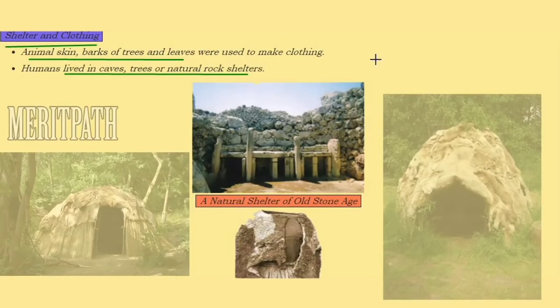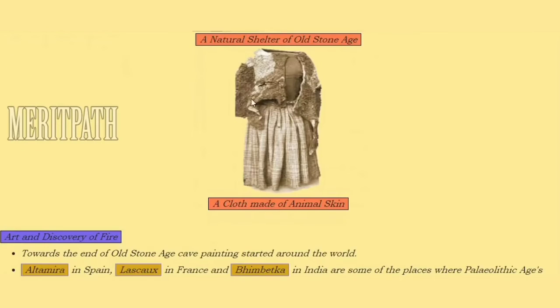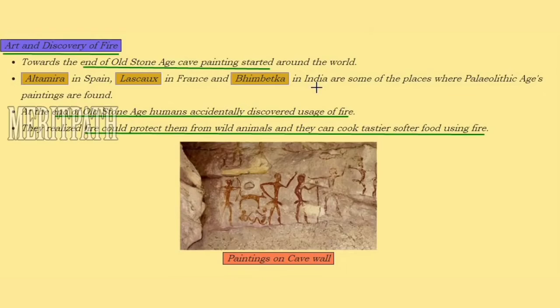How were the shelter and clothing during the Old Stone Age? Animal skins, the bark of trees and leaves were used to make clothing, and they lived in caves, trees or natural rock shelters. So you see, this is a natural rock structure of the Old Stone Age. This is a cloth made of animal skin, fur, etc. How was the art and discovery of fire during the Old Stone Age? So that was the time when the Old Stone Age was ending.